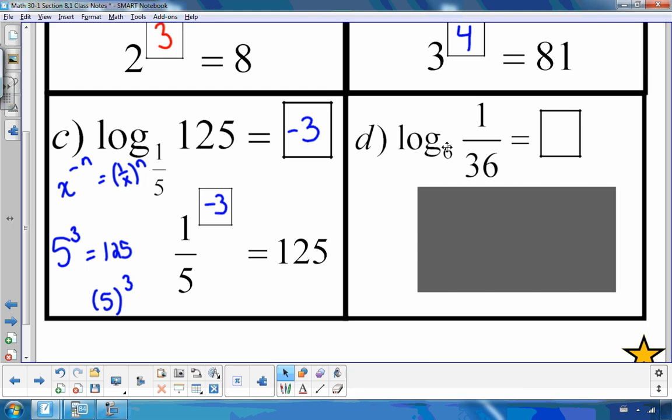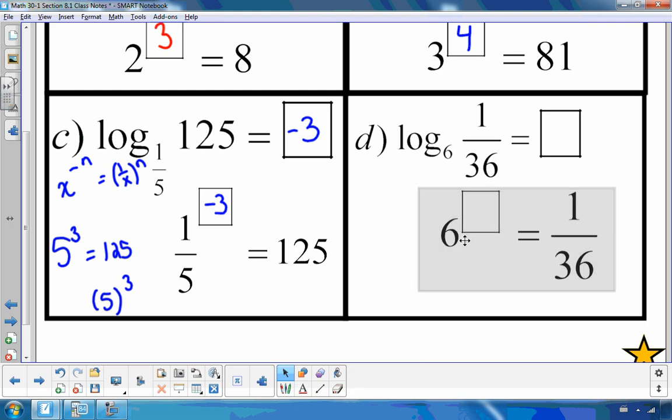So I want to try that idea over here. Log base 6 of 1 over 36. That's saying 6 to what exponent is equal to 1 over 36? Well, I know that 6 squared is 36, but that's not my answer. My answer is 1 over 36. So since the base is a whole number and the answer is a fraction, I want to take the reciprocal, which makes it negative. So this log has a value of -2.